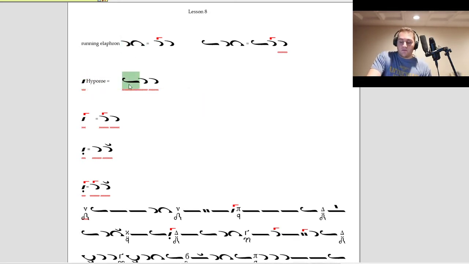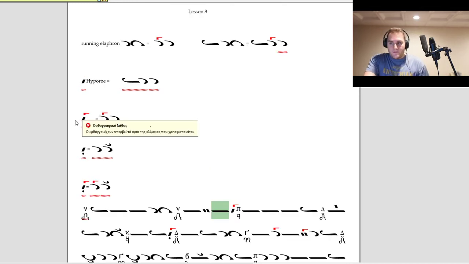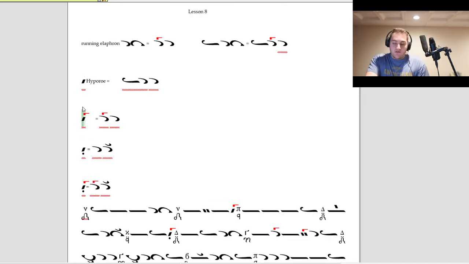So let's look at here. The Hyporoe has two apostrophe come after it. So vupani, which is the same as here. Well, this has a gorgon on here, so it would be vupani. But imagine there's no gorgon. It would just be vupani. Right?